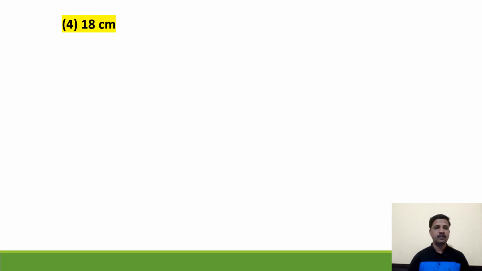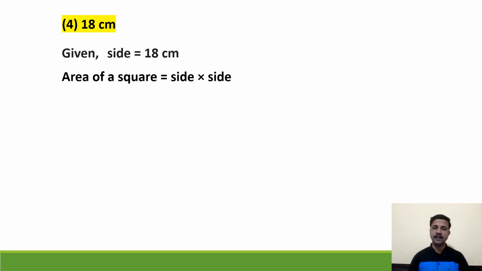Fourth, side is 18 centimeter. So given side is 18 centimeter. Our formula is area of square equals side multiply side. That is 18 multiply 18. So let's solve that, 18 multiply 18.